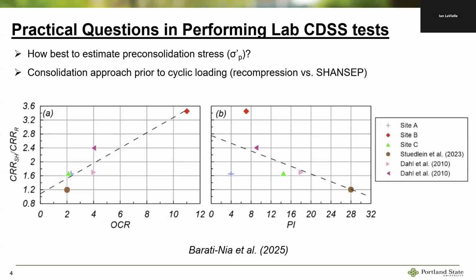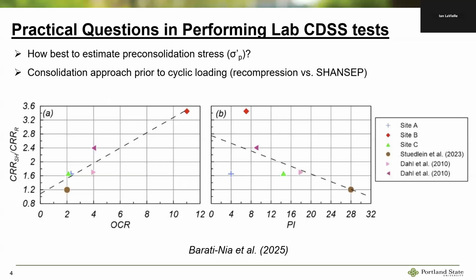Consolidation tests, CPT data, and the consultant's knowledge from adjacent projects all indicated that OCR is high. So if you test them at that OCR and use the Chancep approach, you get about a 3.4 factor higher cyclic resistance than if you do recompression.